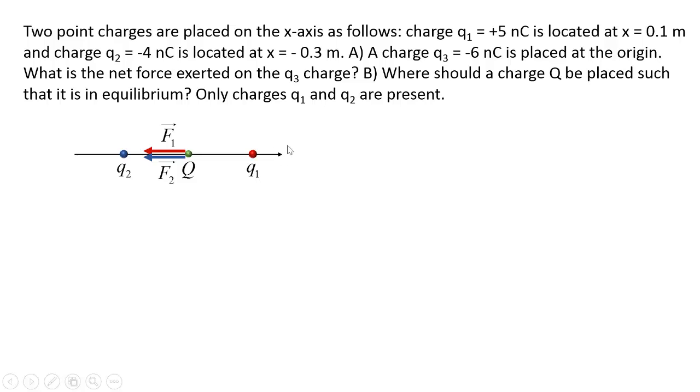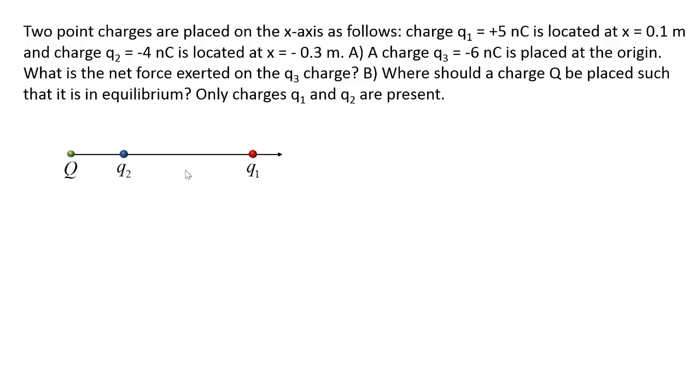Now the question is, where should we place it? Well, Q1 is 5 nanocoulombs and Q2 is 4 nanocoulombs. Since the force is directly proportional to the charge, it means we have to place the charge Q further away from Q1 and closer to Q2 in order to make the two forces that these two charges apply to the charge Q balance each other.